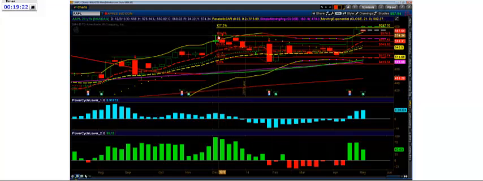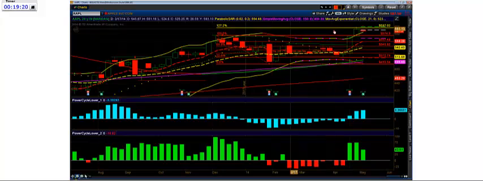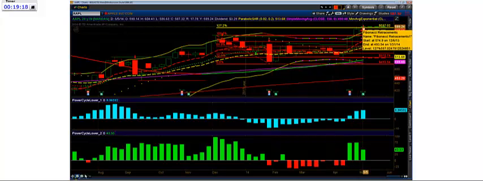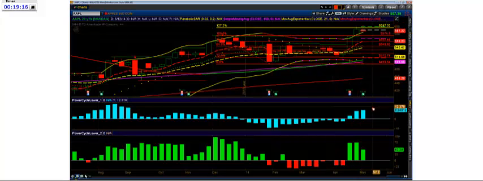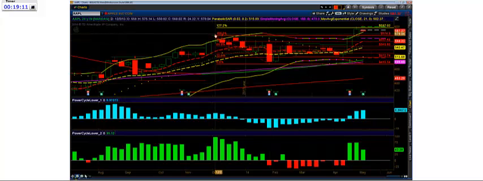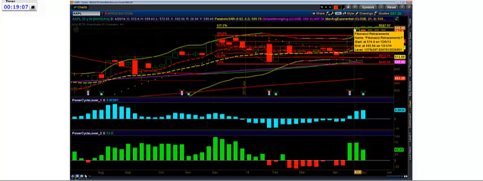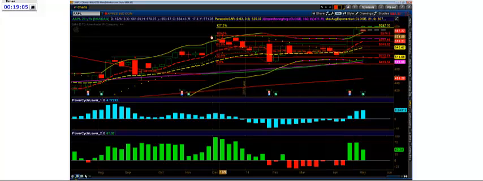And I said it's going to go to the 1272 extension. And look where it stopped, right there at the 1272 extension. So basically, it's very simple. All you do is come back to the prior major. On this, I'm using a weekly to get a long-term picture of where the target is. And here's your high right there. You can see that parallel line.